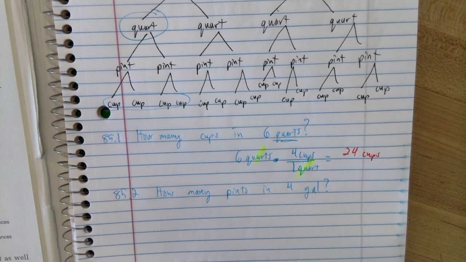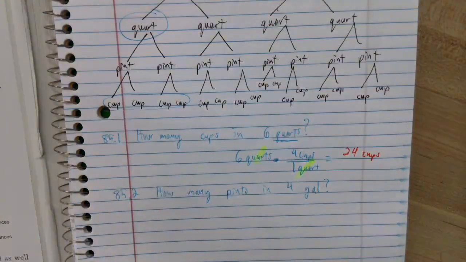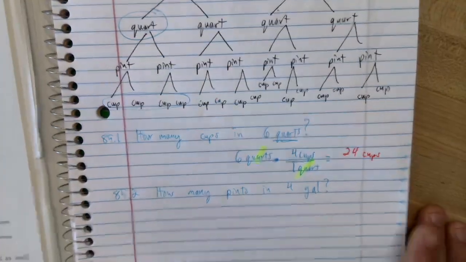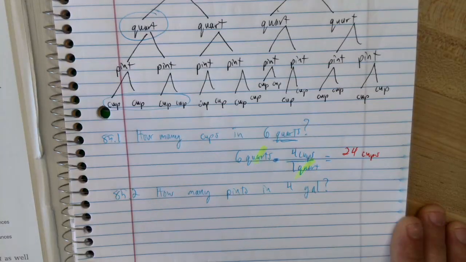32 pints. I said it first, Brayden. I win. 32. How did you get that? I'm trying to explain it. I need you guys to cooperate.